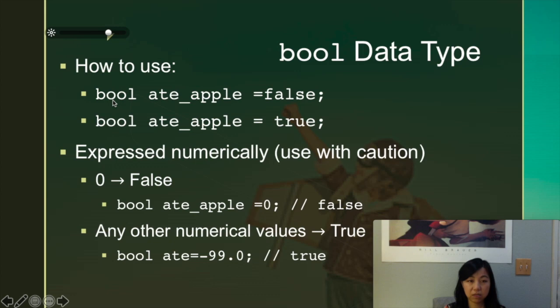So how do you declare a Boolean data type? It's just like int, right? Int x equals 1. Now bool, did I eat an apple, equals false or equals true. Of course, it can actually be expressed numerically. Any number besides 0 will be evaluated as true, and 0 will be false.